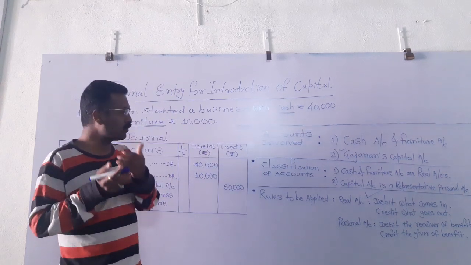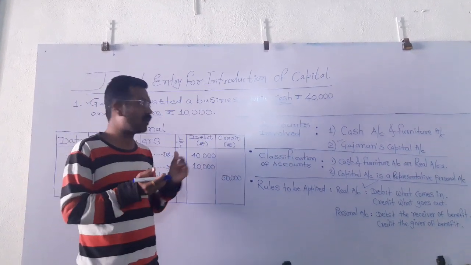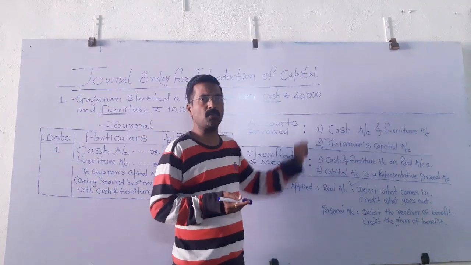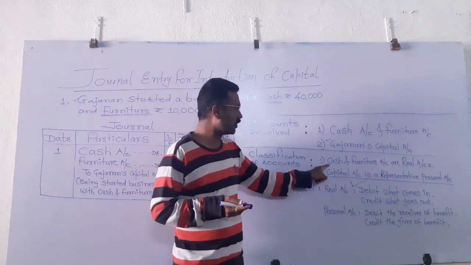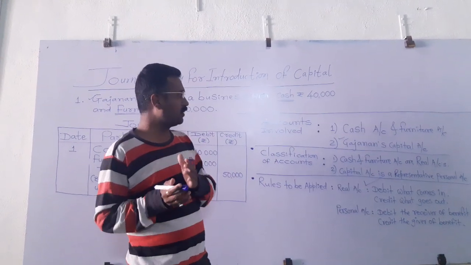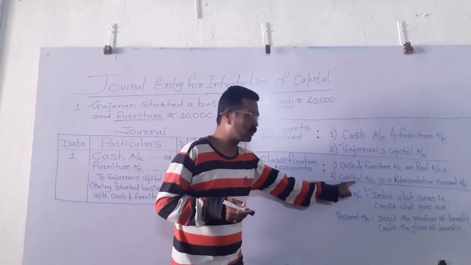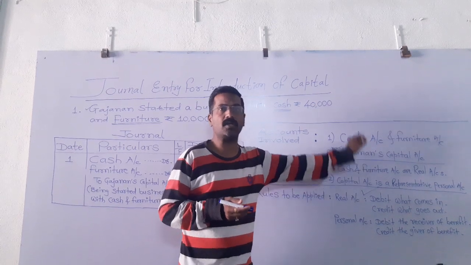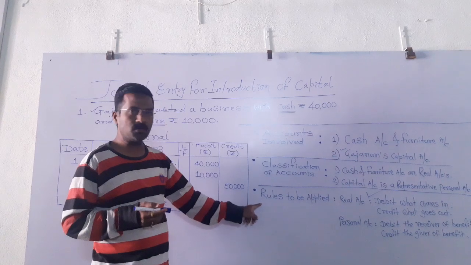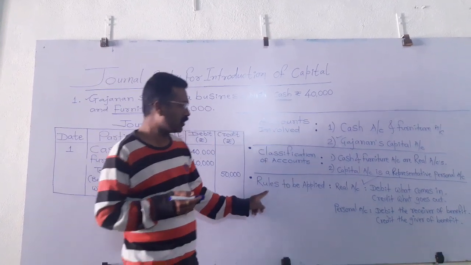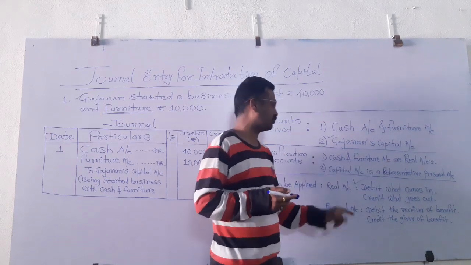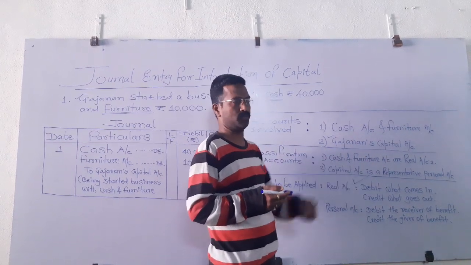Now, we will have to see the classification of accounts. Cash and furniture account are real accounts, and Gajanan's capital account is a representative personal account. Which rules are to be applied? For real account, debit what comes in, credit what goes out.